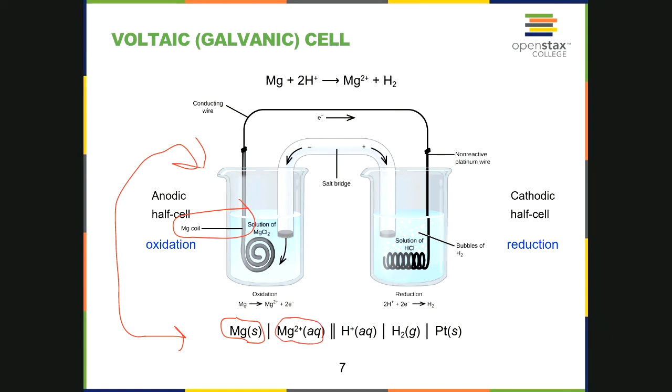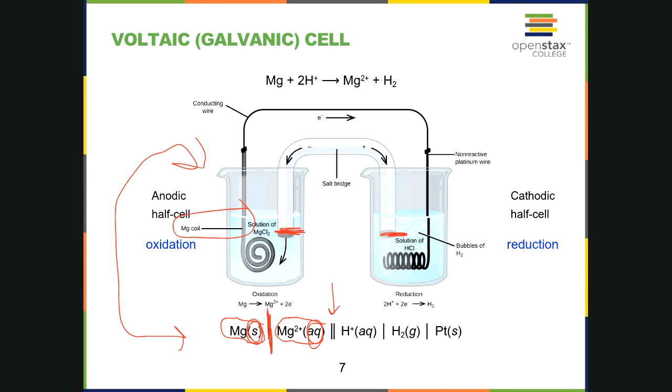Now the reason why there's a vertical line is to represent that there's a difference in the state of these materials. The magnesium is solid. The magnesium 2+ is in an aqueous solution. So to illustrate that, we have a vertical line. We then get to the salt bridge, and you can think about the salt bridge as having one end in one beaker, the other end in the other beaker, and those two ends are these two vertical lines that we have.